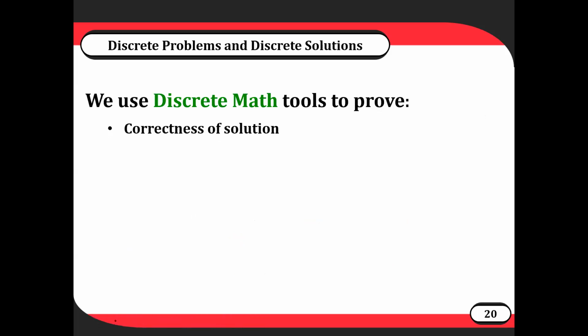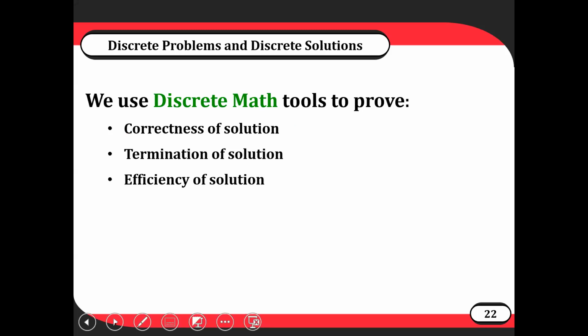So we're going to use discrete math tools to prove things like the correctness of our solution. We're going to make sure that it terminates. I don't know if you've ever started up a program and then stared at a blue ring that went around and around and around. We want to generally avoid that whenever possible. So we can use discrete math to prove that our solution will terminate, and then we can use it to prove how efficient our solution is.